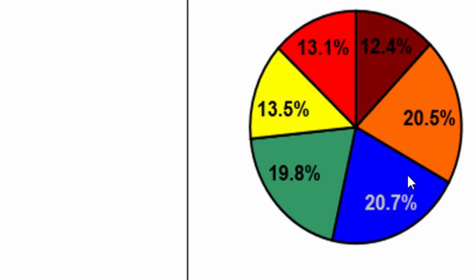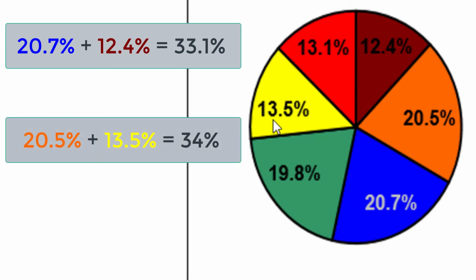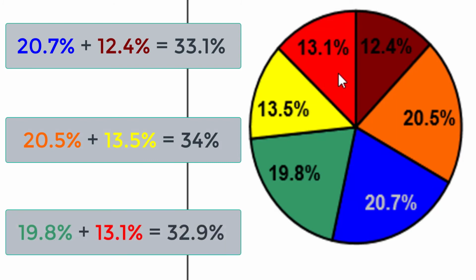Let's take 20.7 and combine it with 12.4. What does that end up getting us? That gets us 33.1%. That is not bad. 33.1 if we do brown and blue. Now I'm going to put orange with yellow, and that's going to get me 34 even. And if I put green with red, that's going to get me 32.9. That's pretty darn good.